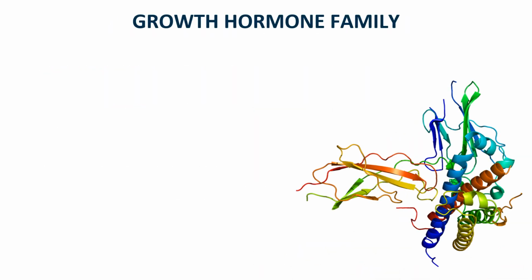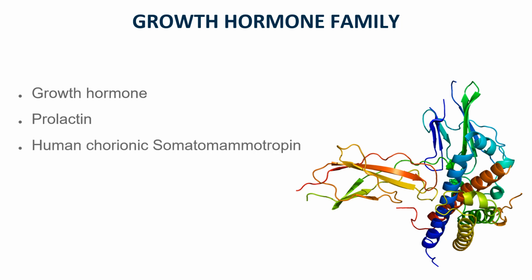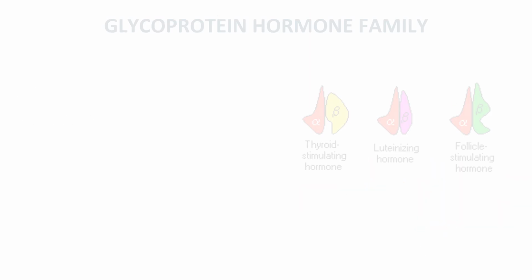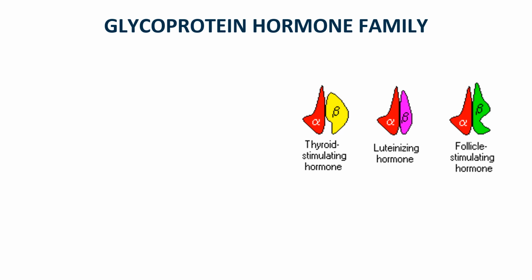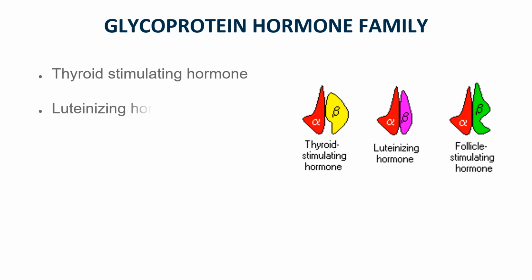Hormones of the growth hormone family include growth hormone and prolactin, which are secreted from the anterior pituitary. And human chorionic somatomammotropin also belongs to this family, but it is secreted from the placenta. Glycoprotein hormone family: the hormones of this family are secreted by the anterior pituitary. It includes thyroid stimulating hormone, luteinizing hormone, and follicle stimulating hormone.